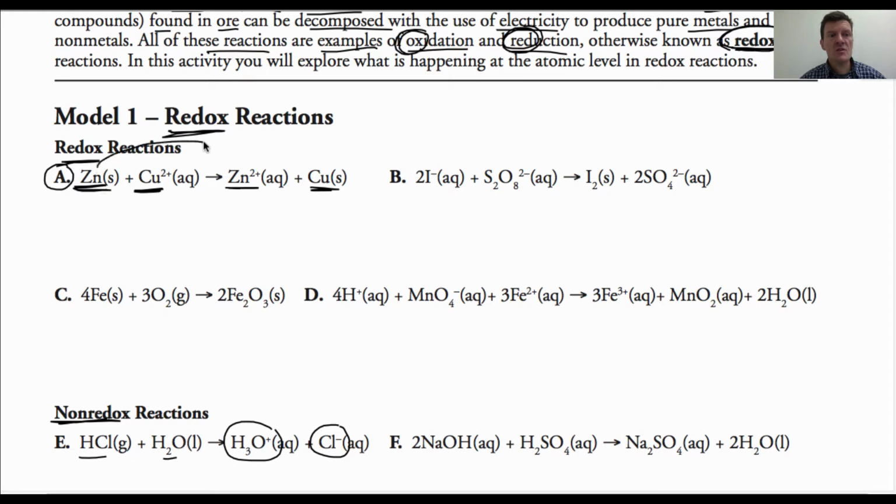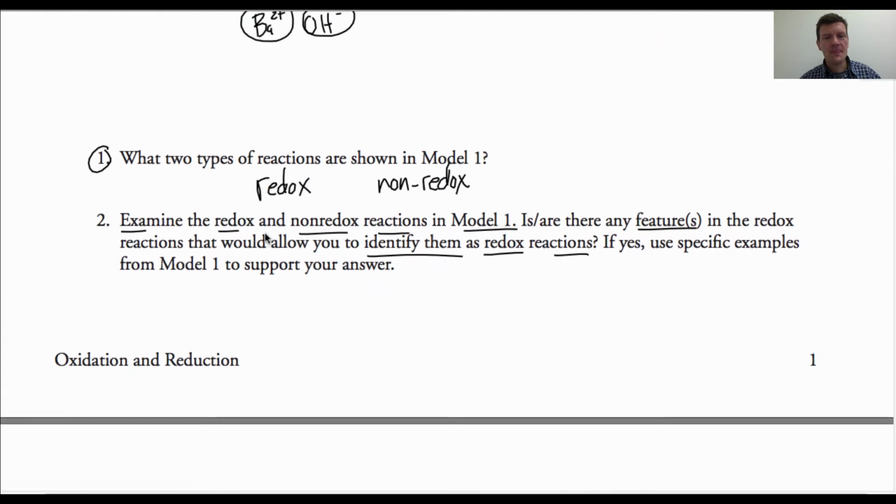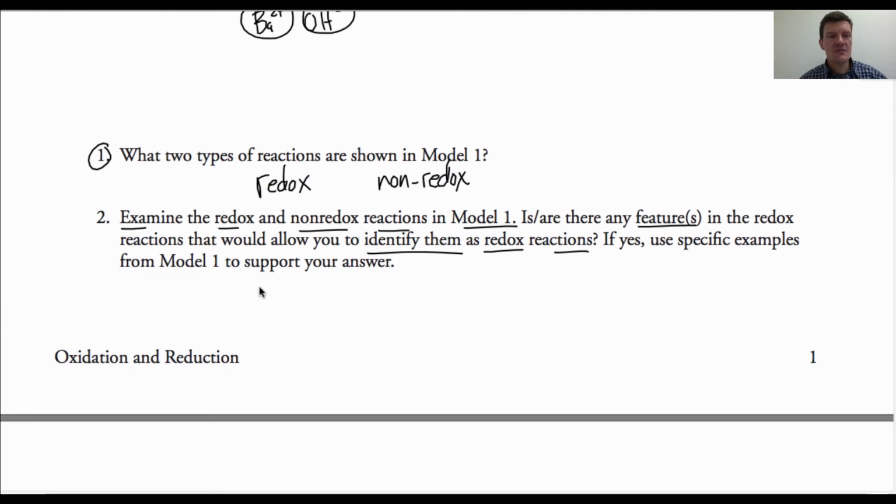Zinc went from 0 to 2, copper went from 2 to 0. Okay? There is a connection between the oxidation numbers and the ion charges that are most commonly formed for those particular elements. So, are there changes? For redox, we might be able to summarize this by saying redox, there is a change in the oxidation number. Okay?